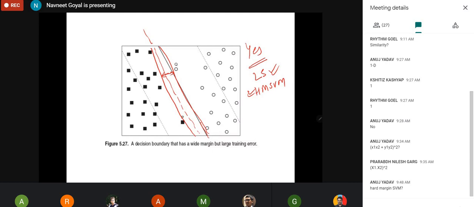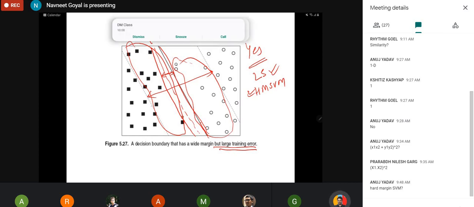But in this particular case, you can see that the width we have taken is very large. This is too large and it incorporates so many points which could be wrongly classified. So this is a solution which has a large training error. What should you be doing in such cases? You have a couple of options. One option is that you start with a soft margin.